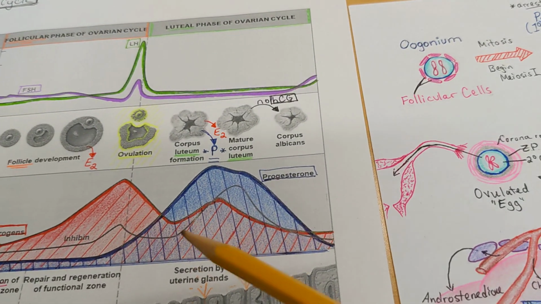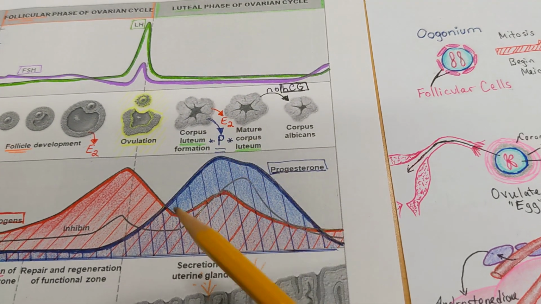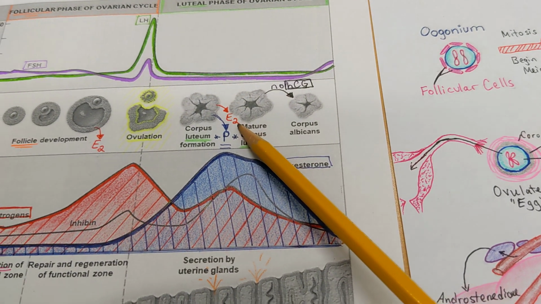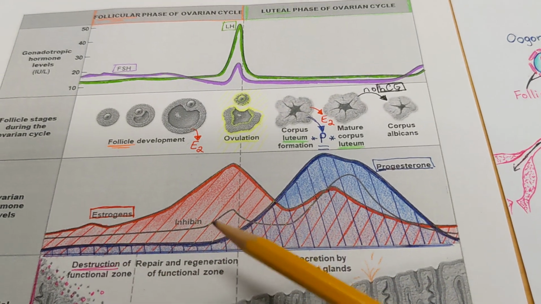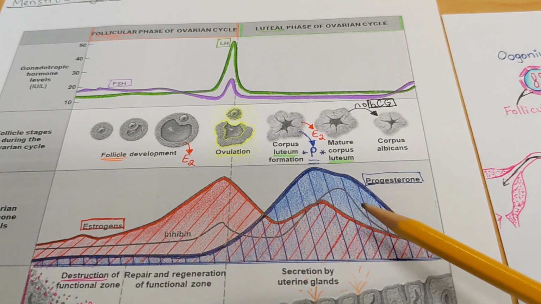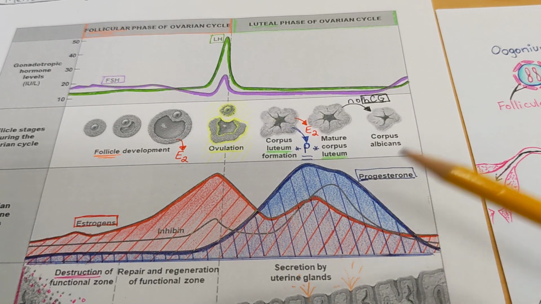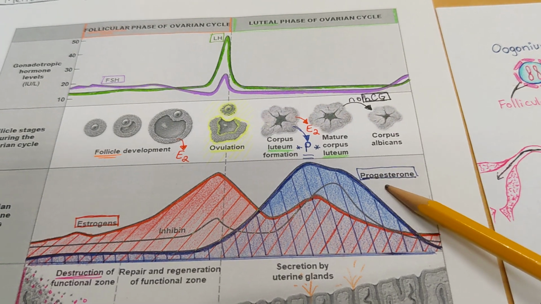So when we go back here, we can see that the corpus luteum is secreting progesterone more and more until it even surpasses the level of estrogen within the blood. And so the first half of the cycle is dominated by estrogen. The second half of the cycle is dominated by progesterone. And this is important because progesterone is a pro-gestation or pro-baby hormone.